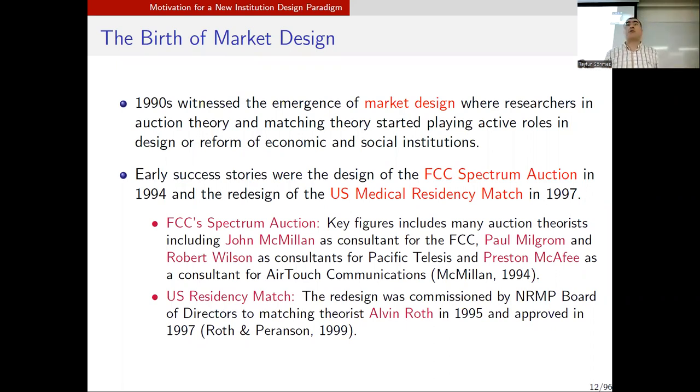In the case of the FCC's spectrum auction, a large number of auction theorists were consultants for the design, most notably John McMillan, who was a consultant for the FCC, Paul Milgrom and Bob Wilson, who were consultants for Pacific Telesis, and Preston McAfee as consultant for AirTouch Communications. But I think there were at least a dozen other theorists involved in that project. For the US residency match, the redesign was commissioned by the National Resident Matching Program Board of Directors to Alvin Roth in 1995 due to an ongoing controversy, actually.